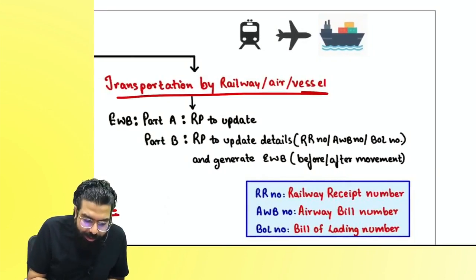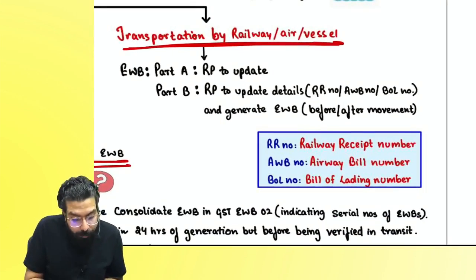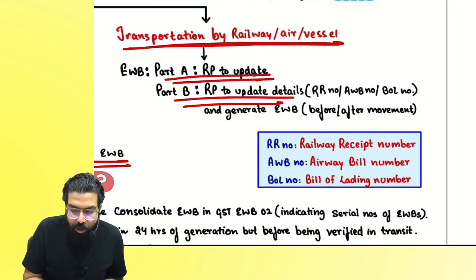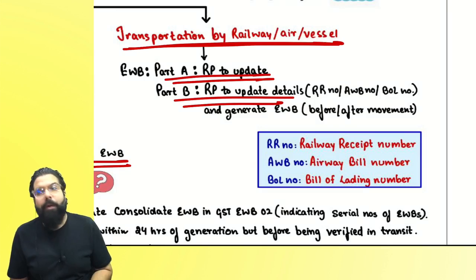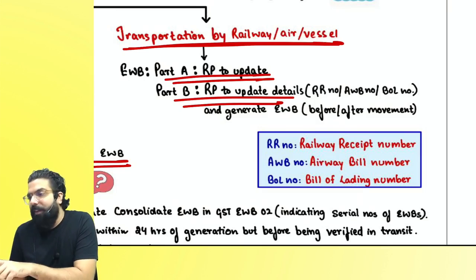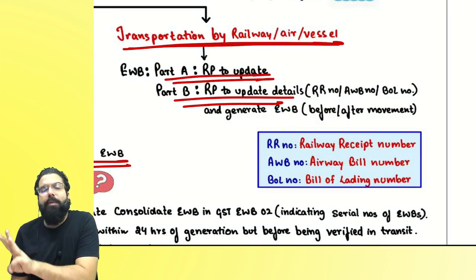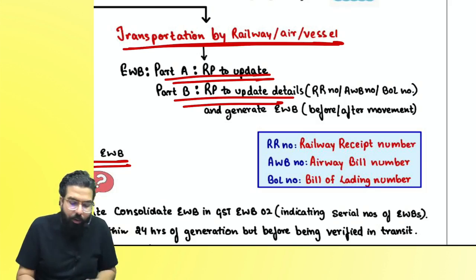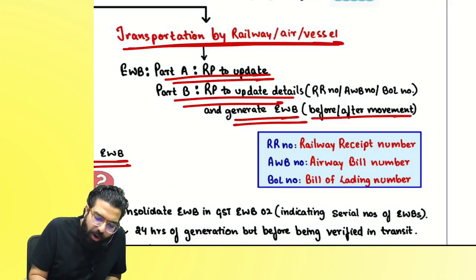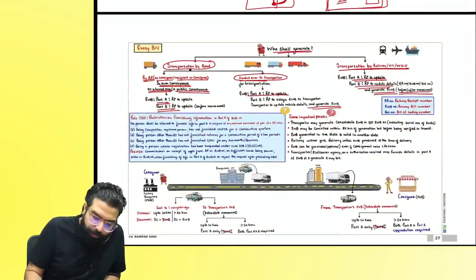If you are transporting by rail, in that scenario, you will update Part A and also Part B. However, in case of rail, air and ship, the bill of lading number, railway receipt number, or airway bill number will generally be given only after the transportation starts. So you can generate the e-way bill before or after the movement also.